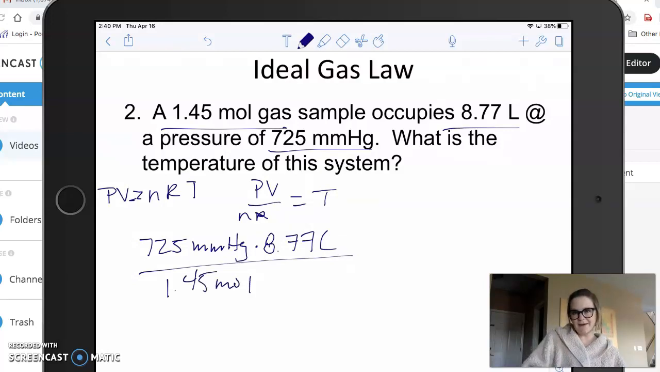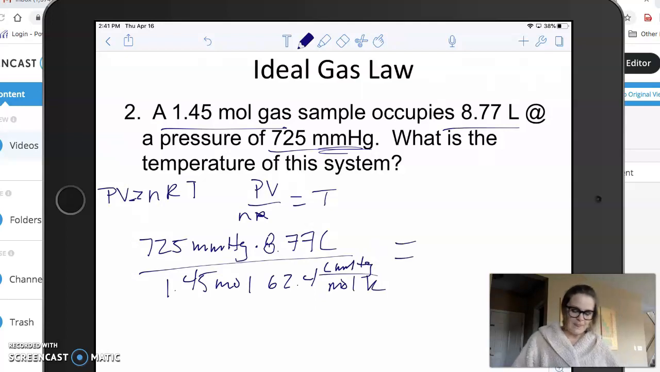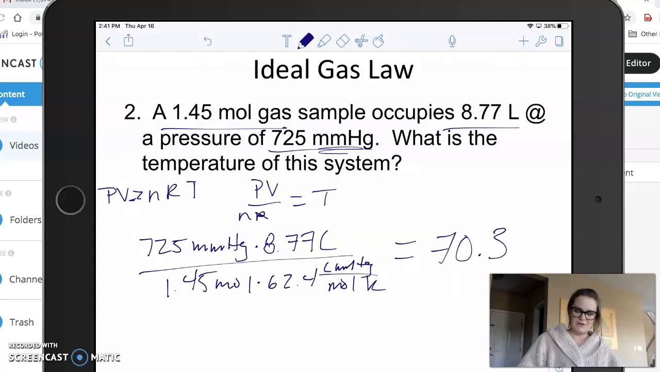problem of figuring out the R value we're going to use. It's mmHg. The R value that has mmHg in the unit is 62.4, so I'm going to write my units over mole Kelvin. Multiply the top, multiply the bottom, and then when you divide, I get the answer as being 70.3, but what unit is it? Good question.